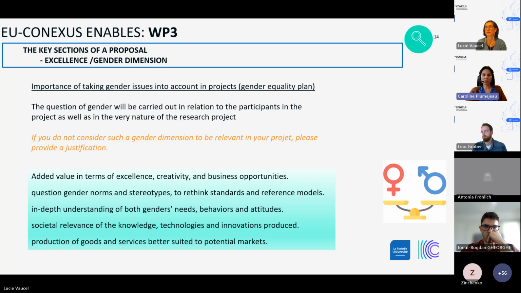Integrating the gender dimension in research and innovation is an added value in terms of excellence, creativity, and business opportunities. It helps researchers question gender norms and stereotypes to rethink standards and reference models. Also, it leads to an in-depth understanding of both genders' needs, behavior, and attitudes. Finally, it enhances the societal relevance of the knowledge, technology, and innovation produced, and it also contributes to the production of goods and services better suited to potential markets.